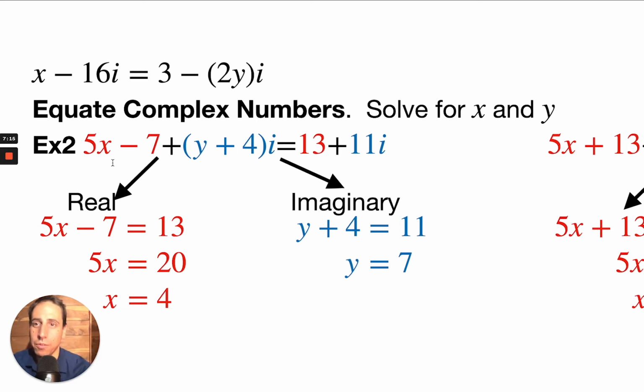5x minus 7, those are the real parts, plus y plus 4i equals 13 plus 11i. Remember, all the real parts have got to equal each other and all the imaginary parts have got to equal each other. That's the equation you can actually set up. You've got 5x minus 7 is the real part over here, equals 13. So equate the real parts and equate the imaginary parts and just solve like it's algebra 1. Notice when I write the imaginary parts, you don't need to write the i. Whatever y is going to be, when you add 4 to it, it's got to be the same as 11. So y plus 4 is equal to 11, or y equals 7.